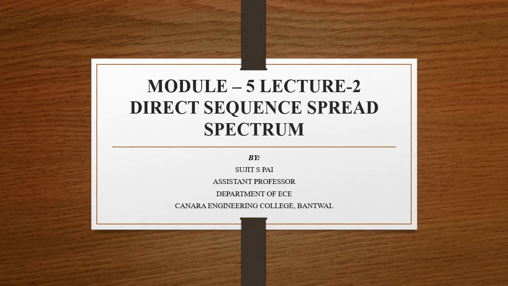Hello everyone. In this lecture 2 of module 5, we are going to discuss direct sequence spread spectrum. We'll analyze what direct sequence spread spectrum is, what methods we are going to use, how we make the modulation and how we get back the demodulation, and what the effect of interference and the probability of error are.